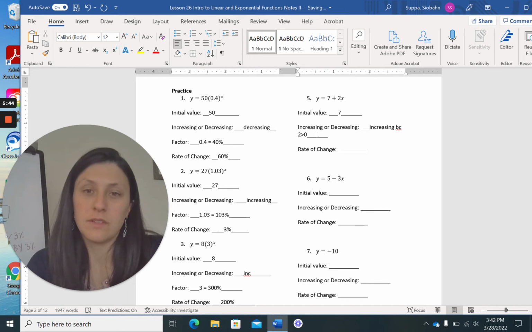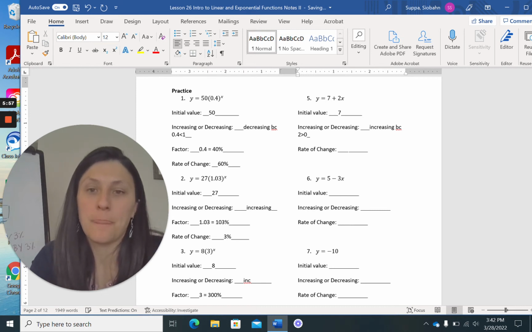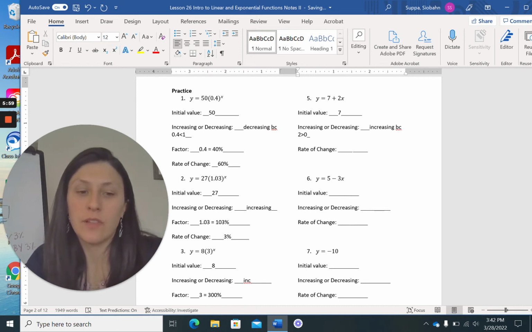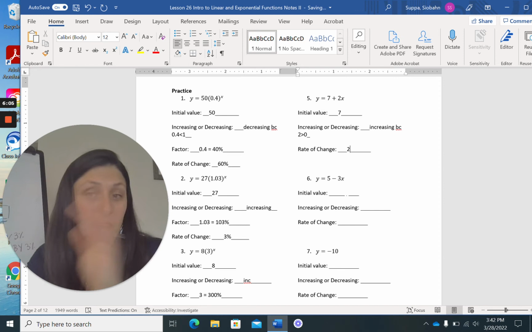2 is greater than 0. Or you can just say because 2 is positive. If you want to solidify your notes here and make them really full, you should say that number 1 is decreasing because the factor is less than 1. And then the rate of change for lines is the same thing as the slope. So those are synonyms. So the slope here is 2. Not 2x, just 2. And no percent.